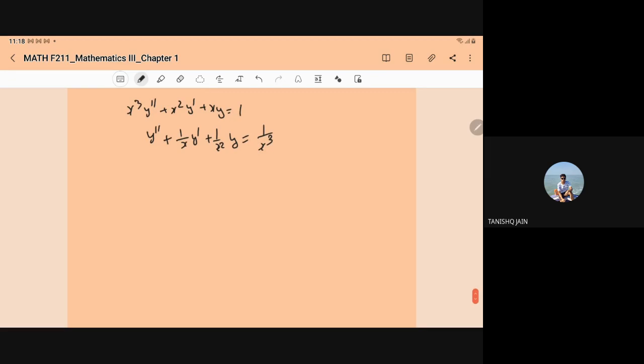So the right hand side is of the form 1 upon x cube, and left hand side is equal to right hand side. So this also should be of the form 1 upon x cube. So for that purpose, if you take y is equal to c upon x, so y dash will come minus c upon x square, and y double dash will come 2c upon x cube.